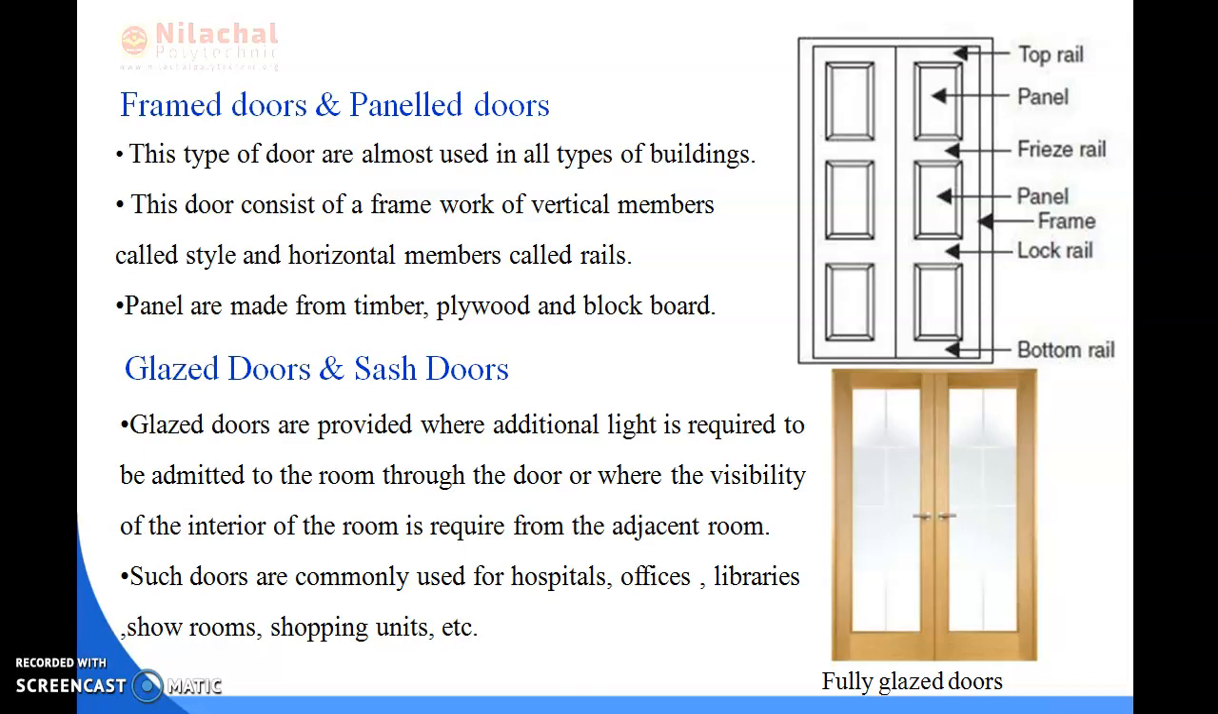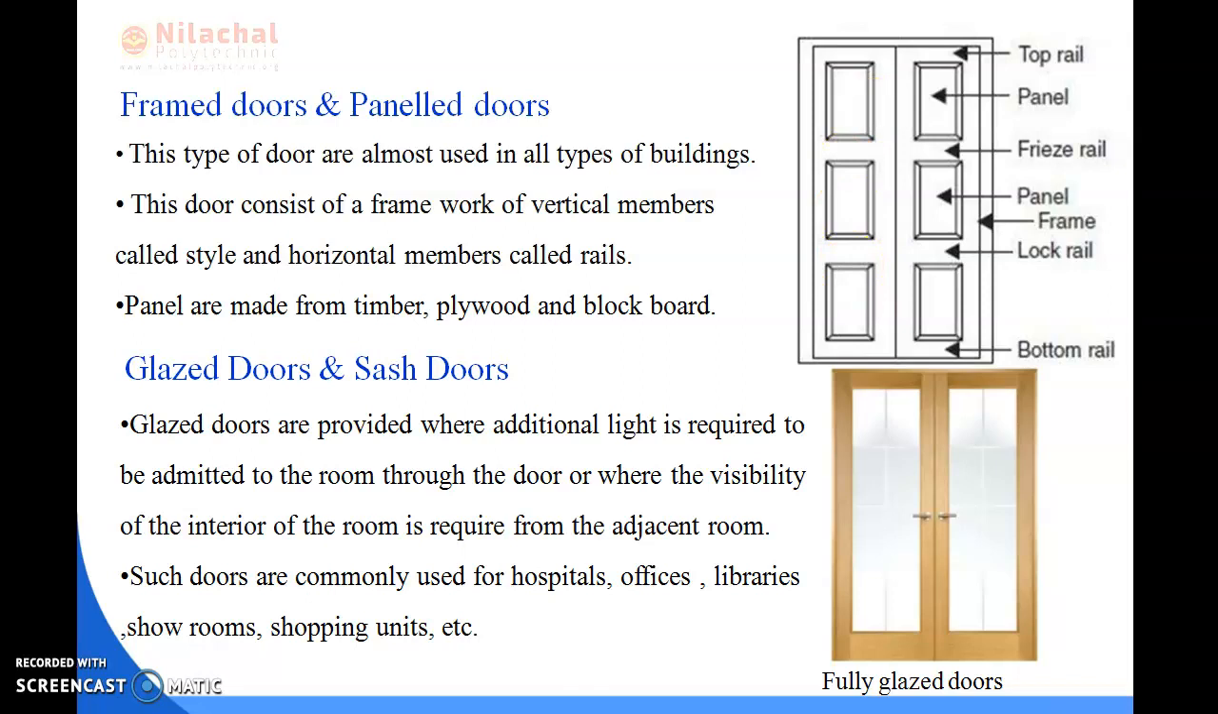As we have seen in our houses, mainly the frame door and the panel door have been constructed. Here is a diagram of the frame door and the panel door, and these types of doors are used in almost all types of buildings. This door consists of a framework of vertical members called stiles and horizontal members called rails. Panels are made from timber, plywood and blockboard.